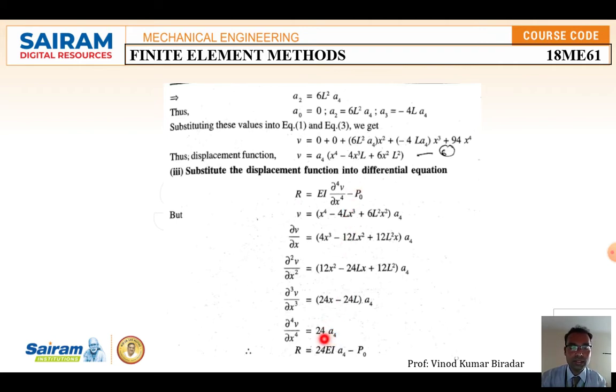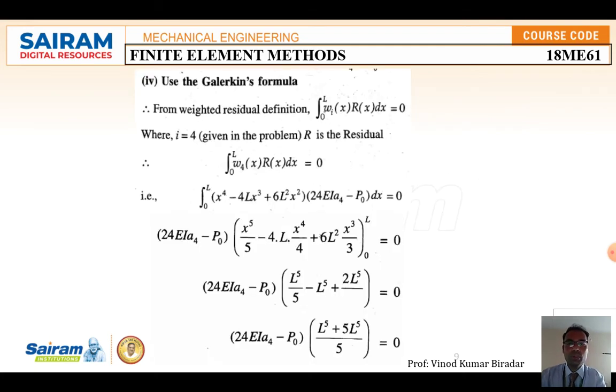That is, r is equal to 24 a4 minus p naught. Using the Galerkin formula, r is equal to EI times the fourth derivative minus p naught, so this d to the power of 4 value you have to substitute in this equation. The d to the power of 4 value is equal to 24 a4. Substitute, and you are going to get 24 EI a4 minus p naught. So this is the weighted residual method residual r.